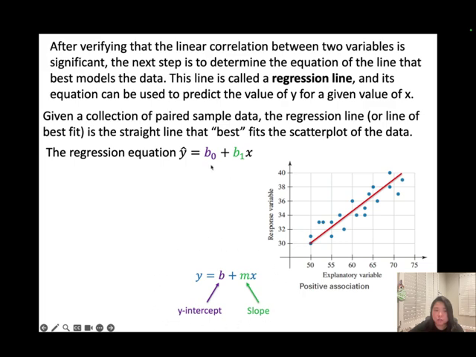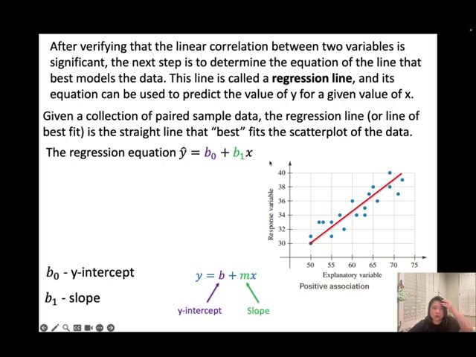So this is the linear equation we learned in algebra class. In this session, the regression equation is written this way: y hat equals b naught plus b1x. When you compare these two equations, b naught represents your y-intercept, and b1 represents the slope of this equation.